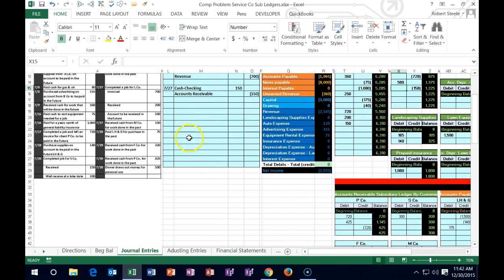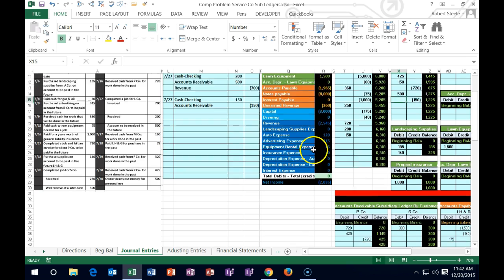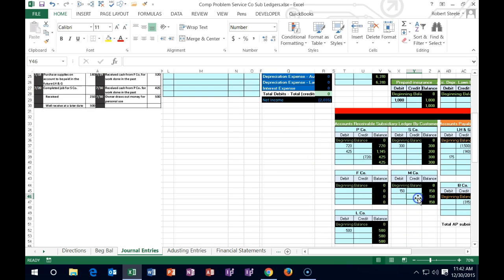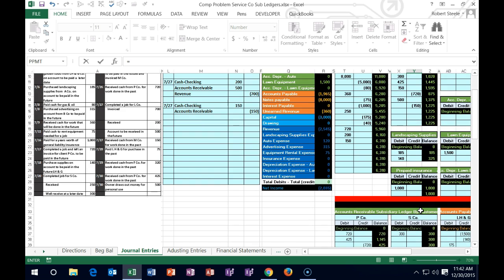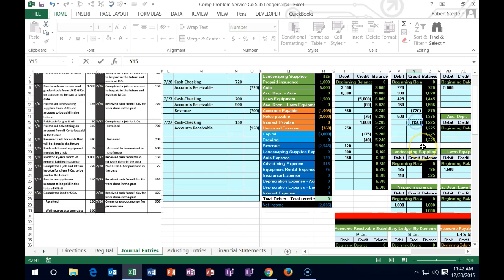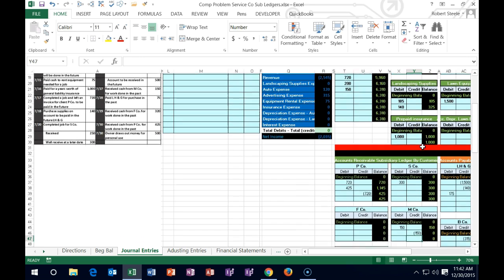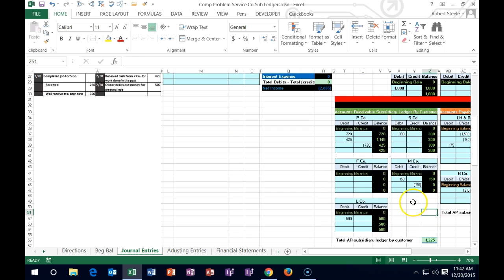And I'm going to look over here and see 150 looks like M. So M company paid us. So we're going to post that same information by customer down here so we can see who owes us the money and track that information. Very vitally important. So in Y46 we say equals the 150. So now M doesn't owe us any money. This is what a subsidiary ledger should look like. They owed us money, paid us money, don't owe us any money because they paid us.